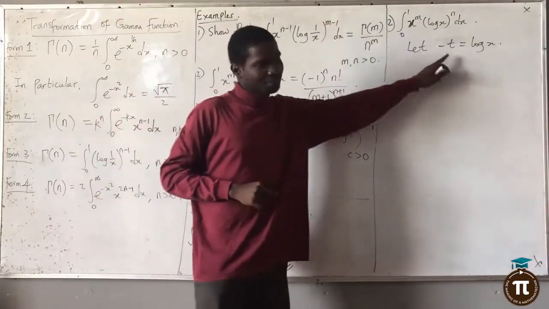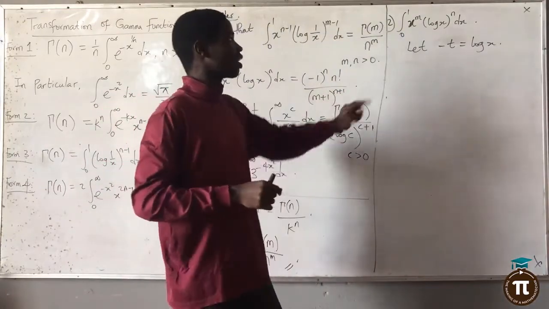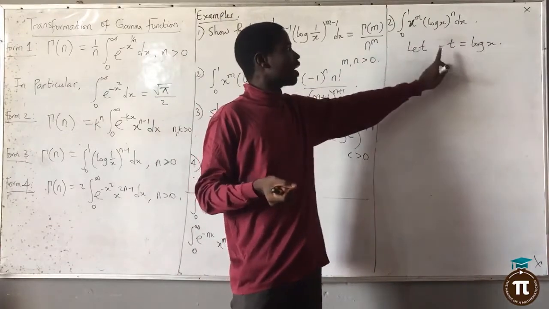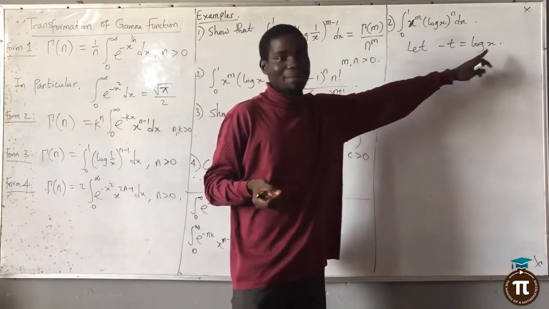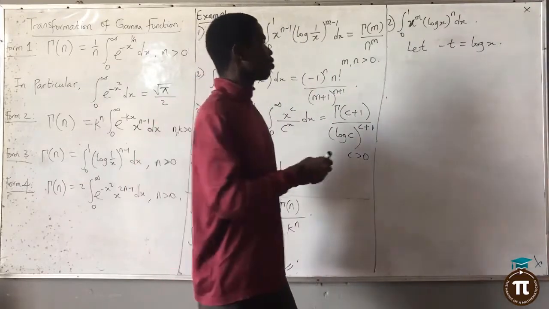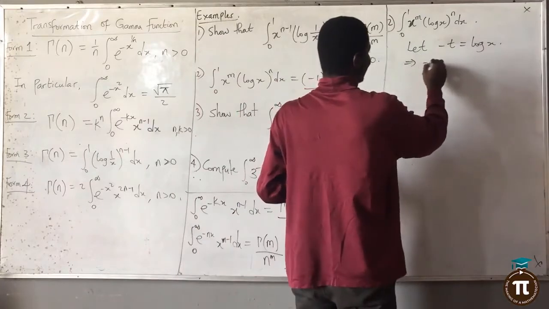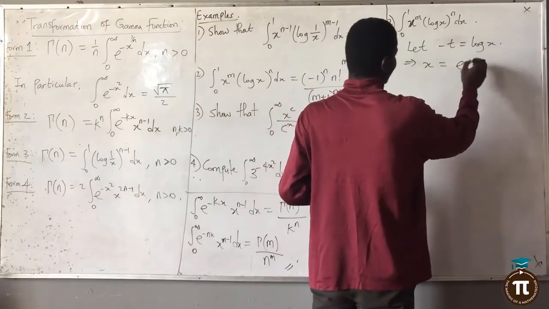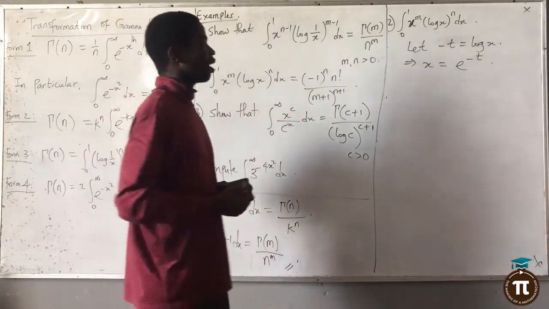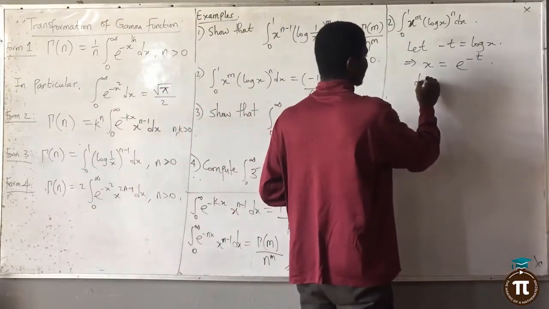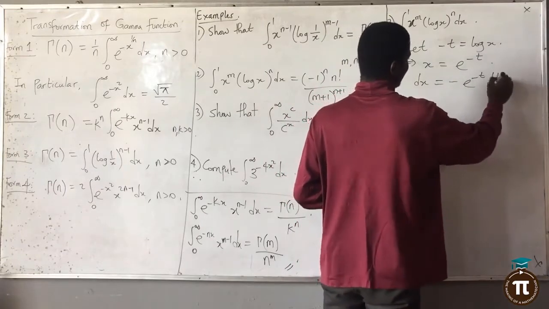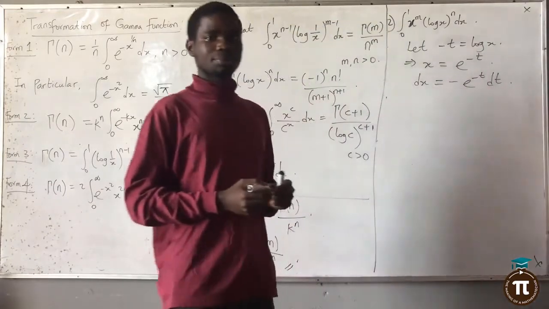Why did I put negative t? I put negative t because this is not log of 1 over s. So I put negative t so that by the time I make s the subject of formula, I have e raised to the power of negative t. Don't forget, then differentiate: ds is equal to negative e raised to the power minus t dt.